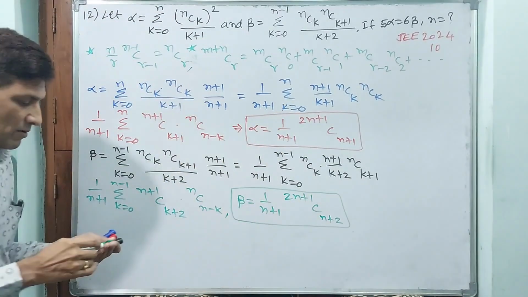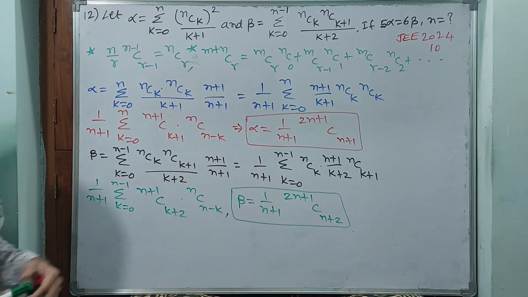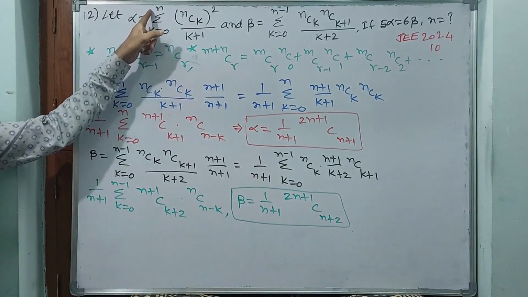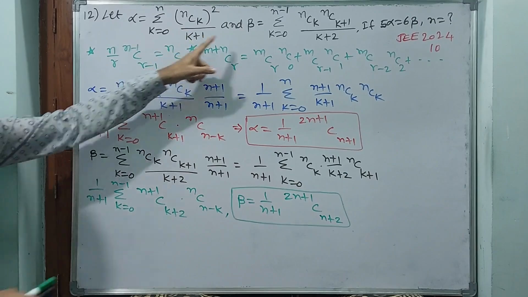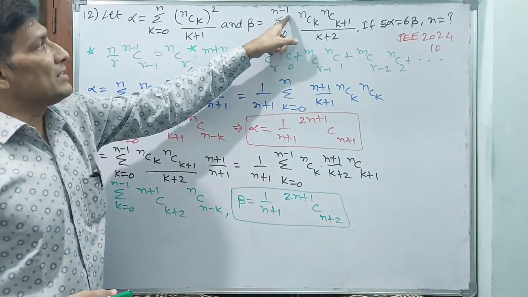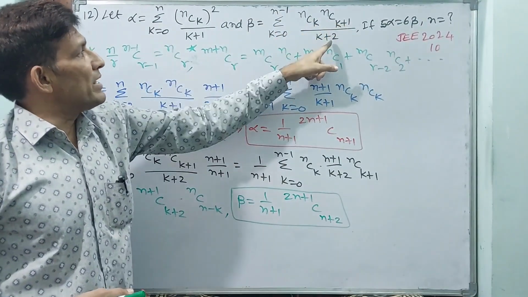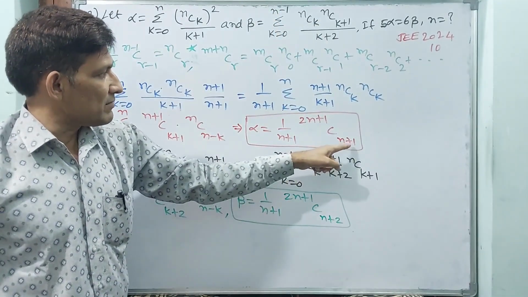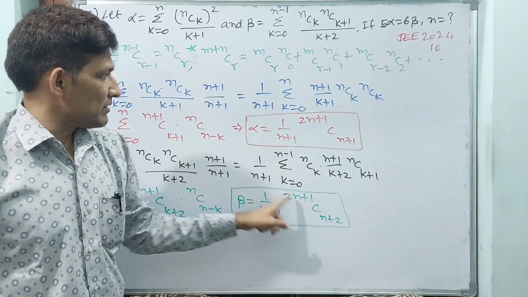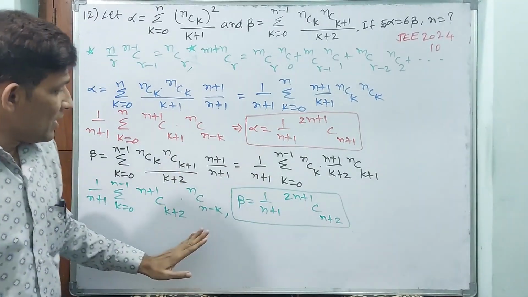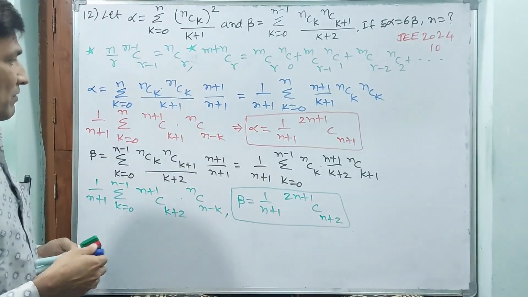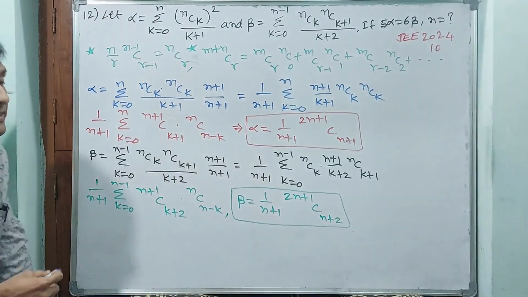Now compare. What is the difference between alpha and beta? Alpha is from 0 to n with nCk by k+1, but beta is from 0 to n minus 1, nCk and nC(k+1) by k+2. A little bit different. That is why here n+2 has come, here n+1 only has come. This is n+1, 2n+1, 1/(n+1). Now see, the alpha beta relation they have given. That relation we will use to find the n value.